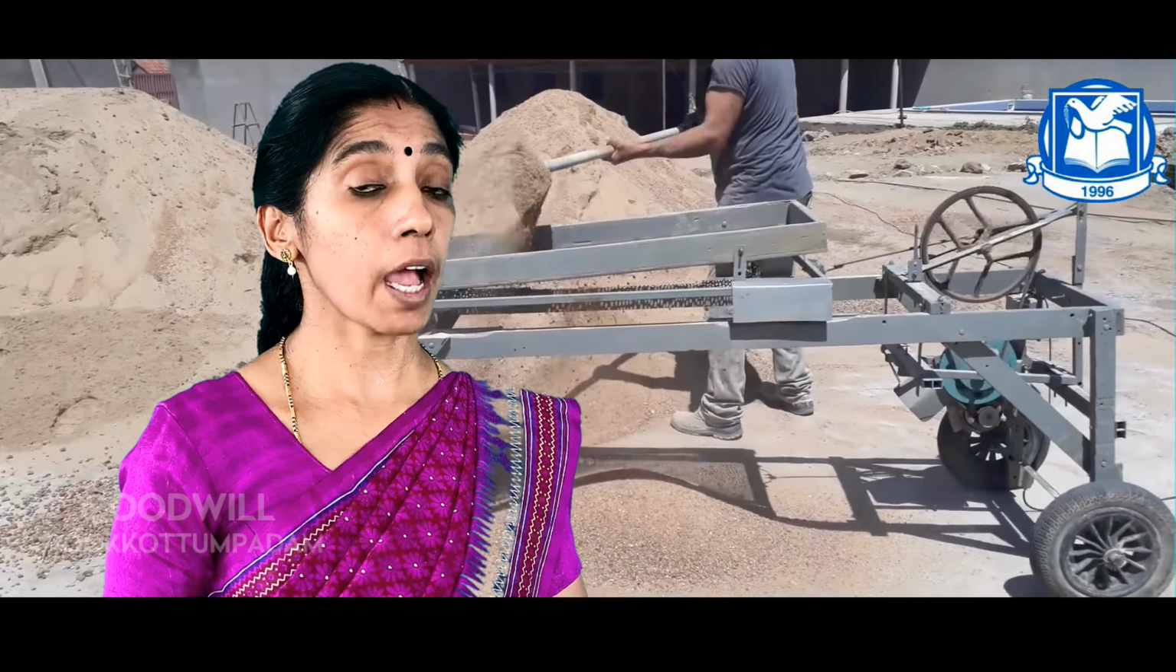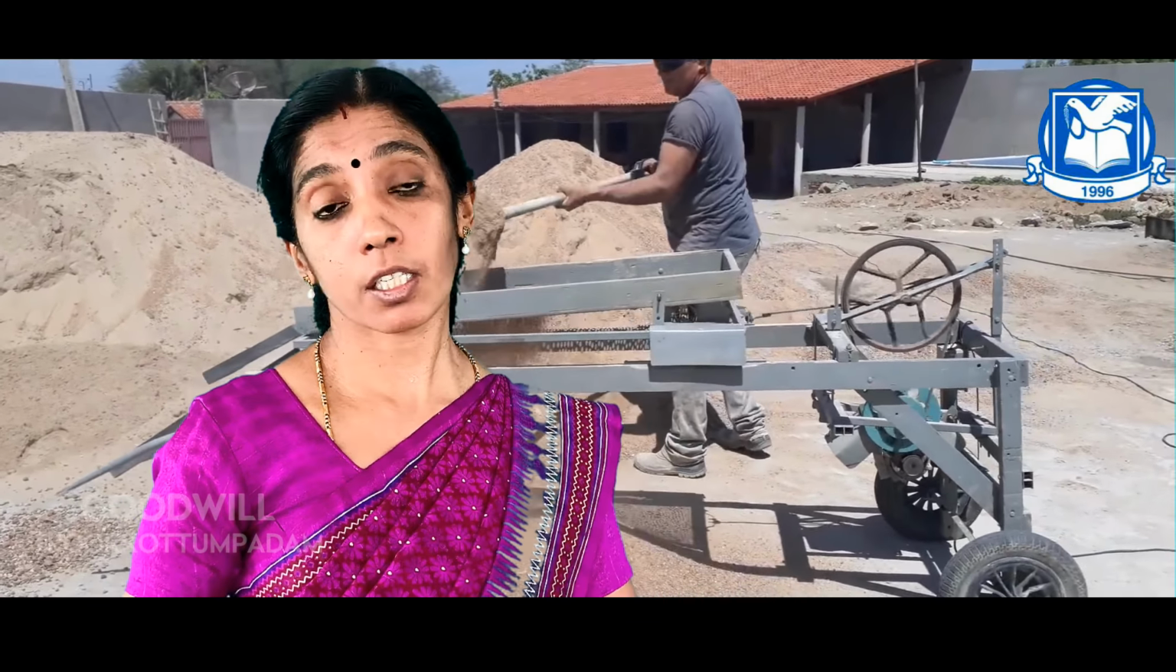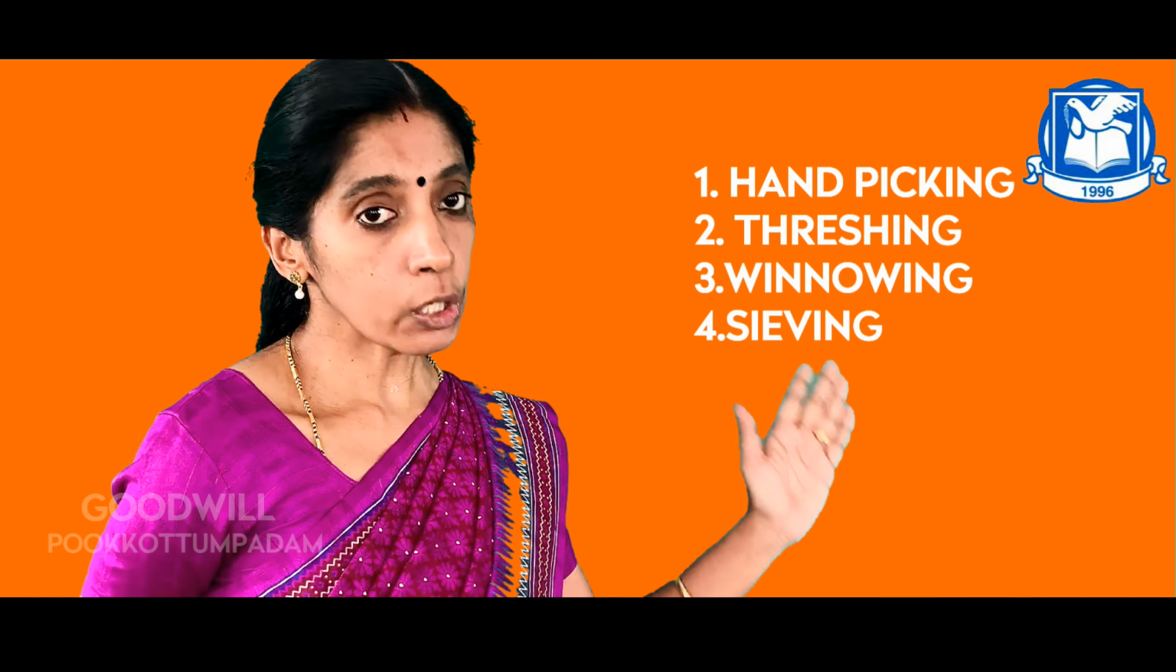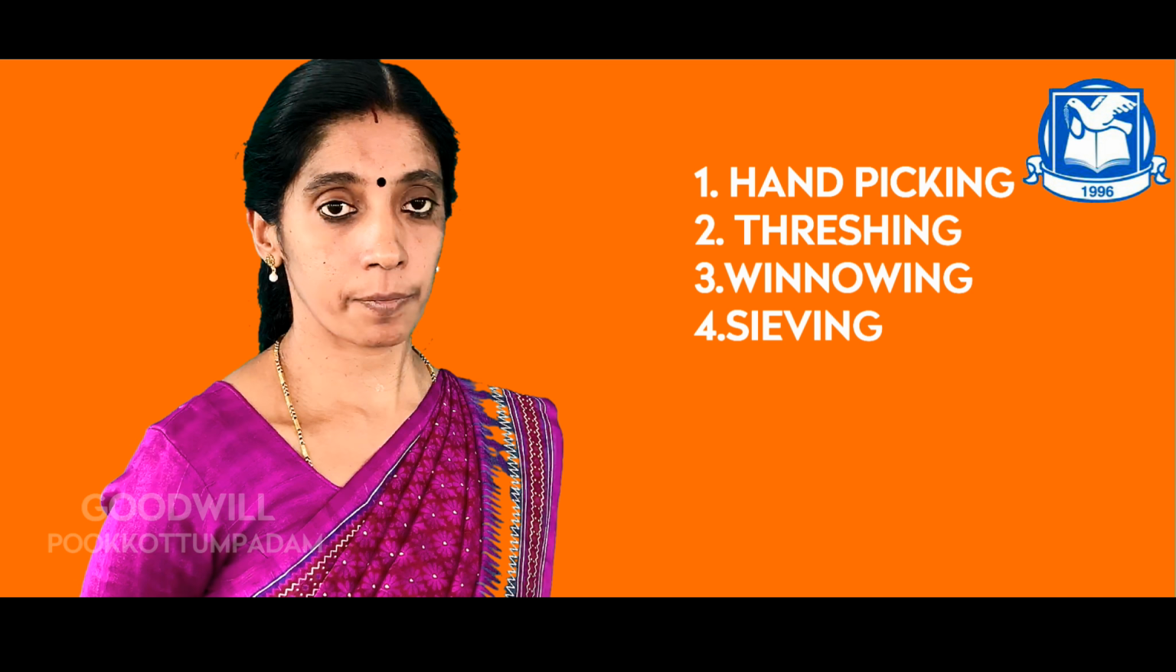So today we have learned the 4 methods of separation, that is hand picking, threshing, winnowing and sieving.